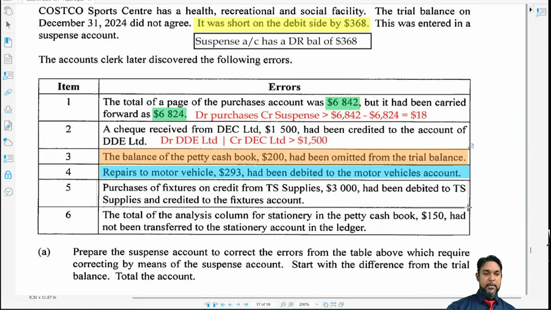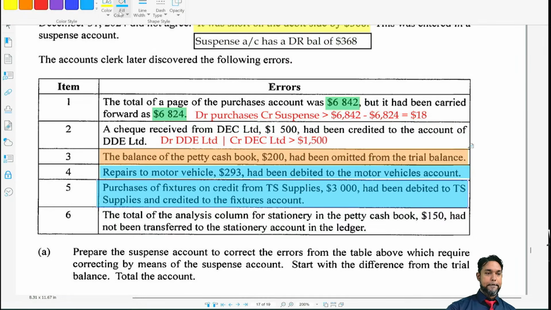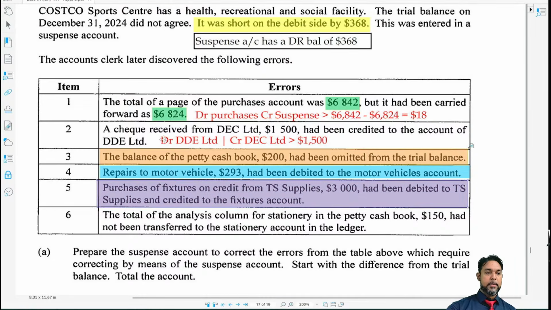Next. Purchases of fixtures. Hold on, I'm going to get a different color there. Purple. Why not? Right, purchases of fixtures on credit from TS Supplies had been debited to TS Supplies and credited to fixtures. Okay. One more time. Purchases of fixtures on credit. Okay, how do we classify fixtures?